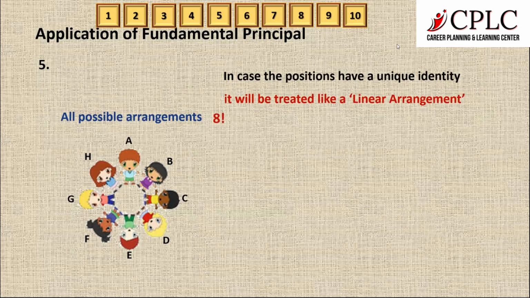So, 8 people sitting in a row, that means in how many ways can we make them sit? So, n factorial ways. Over here, n is 8, hence it is going to be 8 factorial ways. So, option 3 is the answer.